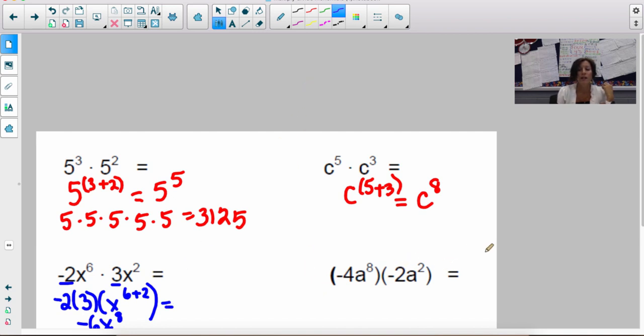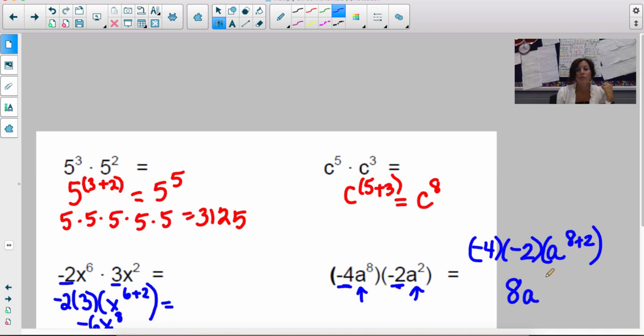Last example, we've got negative 4 times negative 2. So, multiplying those coefficients first. Negative 4 times a negative 2, and then we're going to deal with the variables, and we're going to add them together. So we've got the a to the 8 plus 2 power. Negative 4 times negative 2 is positive 8. 8 plus 2 is 10. Okay? Pretty easy. Moving on.